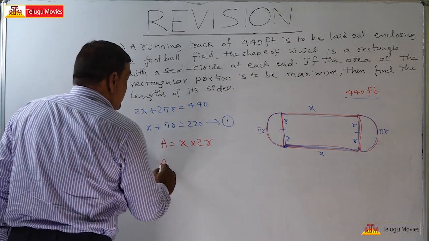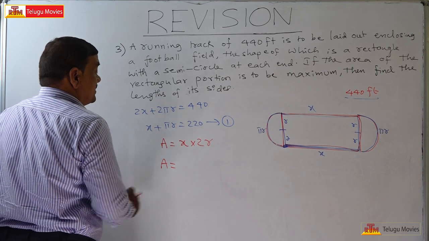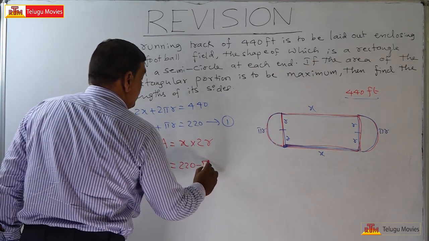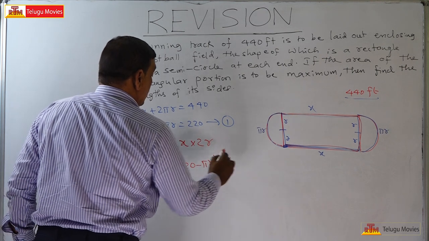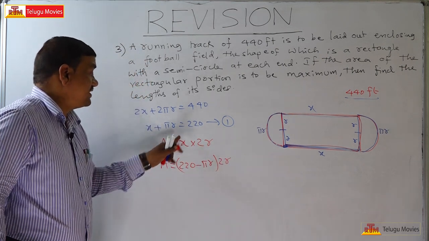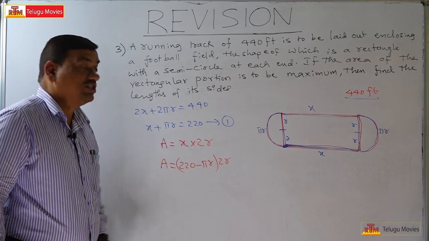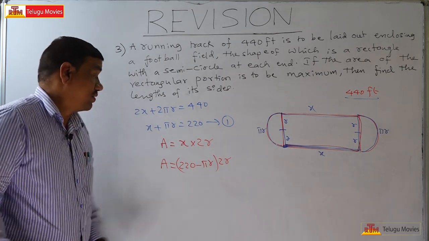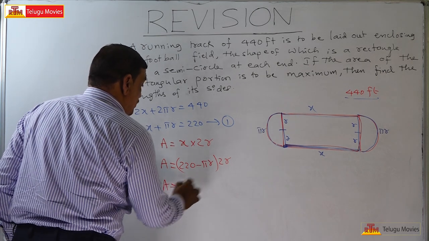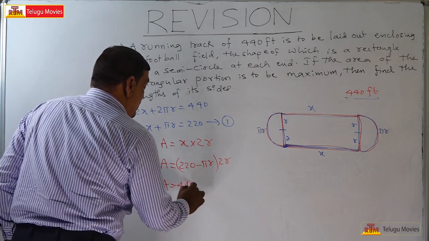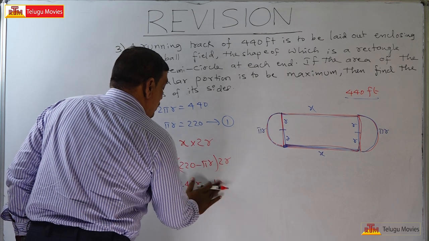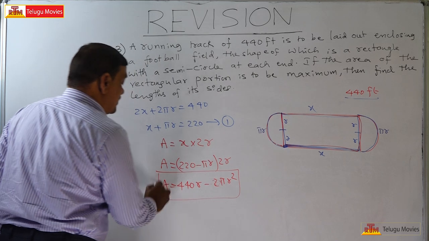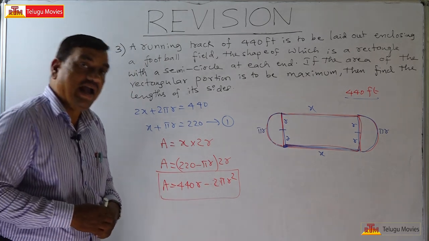For that, A is equal to, in place of x, I substitute 220 minus pi r, into 2r. So that this area function is in a single variable r. So A is equal to 440r minus 2 pi r square. This is the function which is to be maximized.